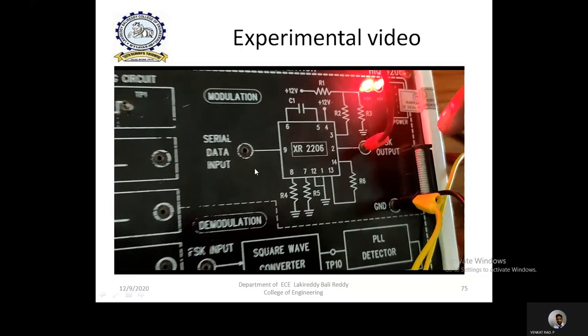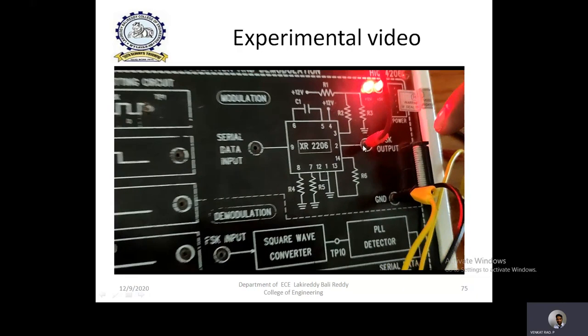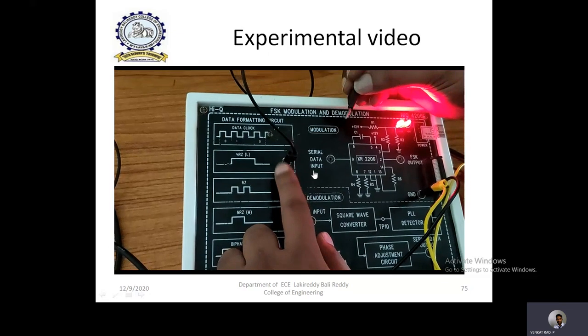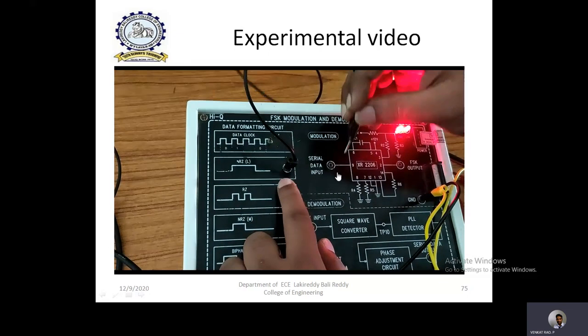So before that, here I am observing the default output of the modulation without connecting any input. Here I don't connect any input. So here I am observing the FSK output. So that default output is nothing but carrier signal. Now let us see in the CRO. So this is the carrier signal. Now I am connecting the input to the modulation.